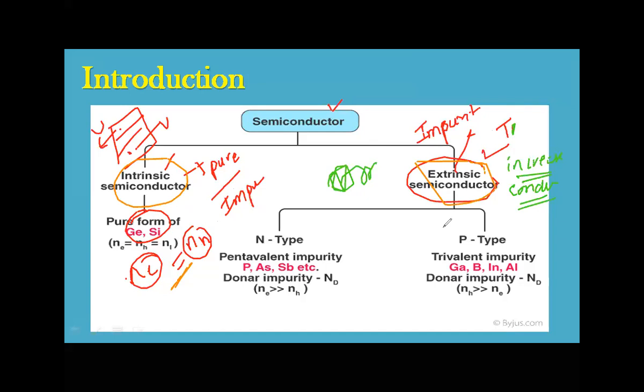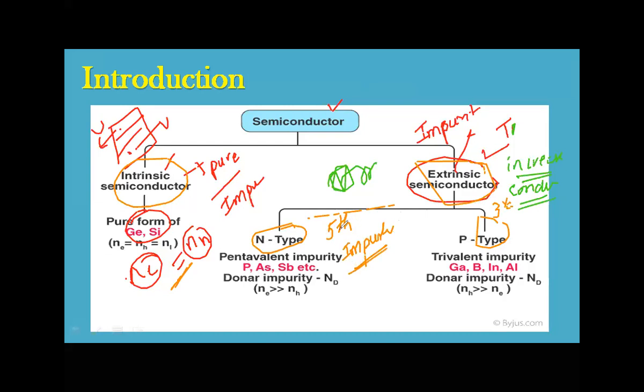Okay, very good. Then moving on, there are two types of extrinsic semiconductors. One is N type, the other one is P type. What are these, sir? The N type is the semiconductor from the extrinsic, where we add the fifth group element. For P type, we add the third group element as impurities. So when we add the impurities, we get N type or P type.